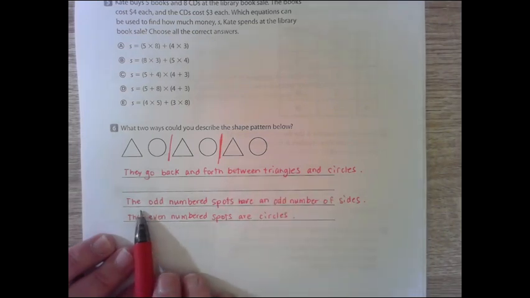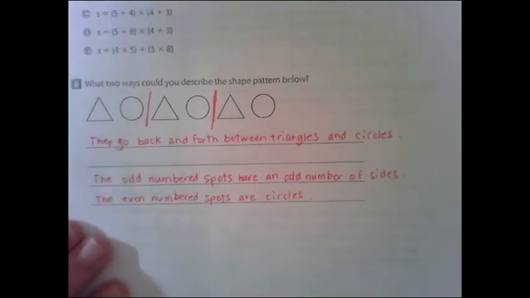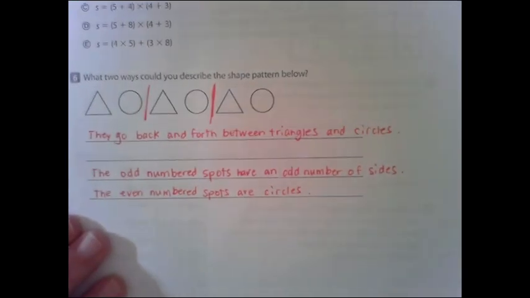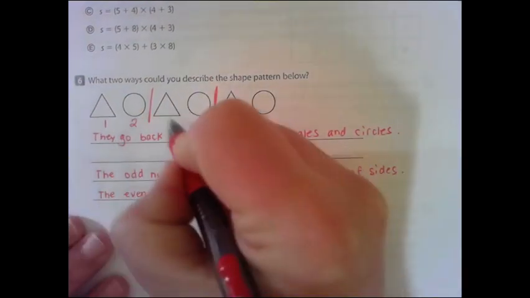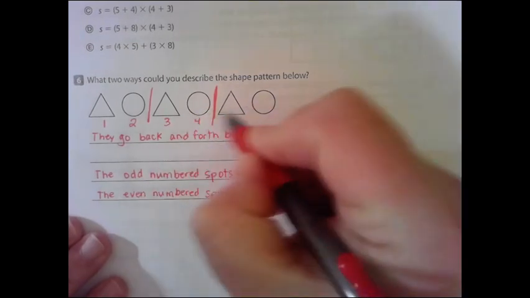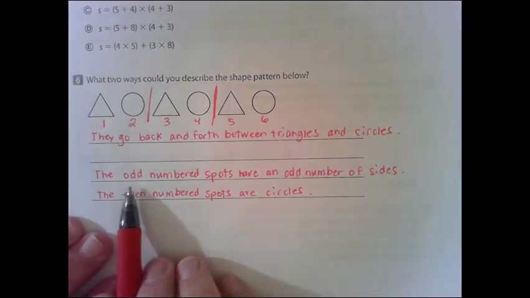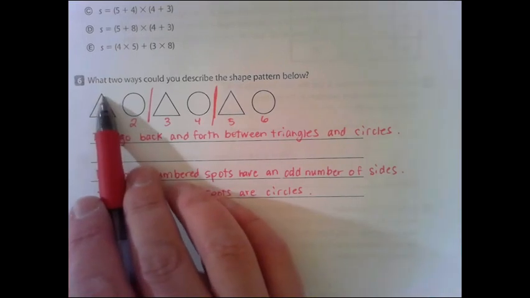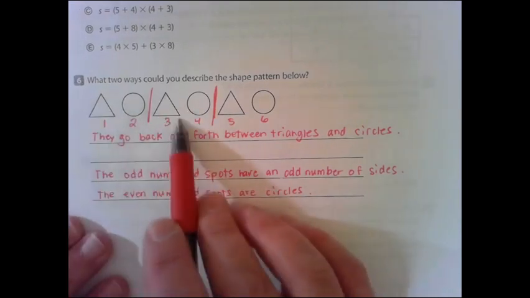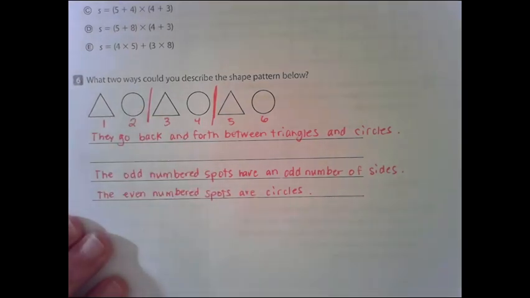And another way to describe it is by odd-numbered spots and even-numbered spots. Let me zoom in here. All right, so if this is spot number 1, spot number 2, 3, 4. I'm just numbering the spots. This is the 5th spot. This is the 6th spot. The odd number spots have an odd number of sides because triangles have 3 sides. So yeah, 3 sides, 3 sides, 3 sides. And the even number spots, well, those are circles. All right, so again, this is just another way to describe this pattern here.